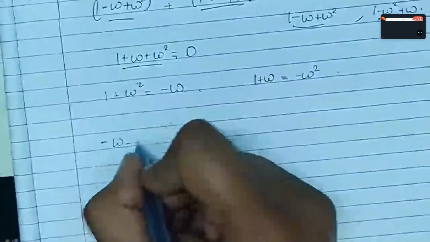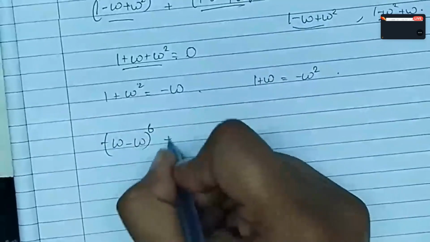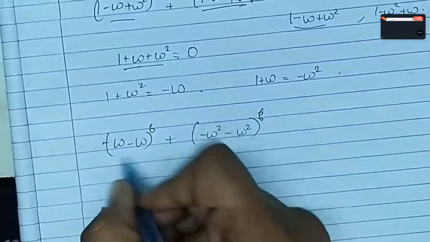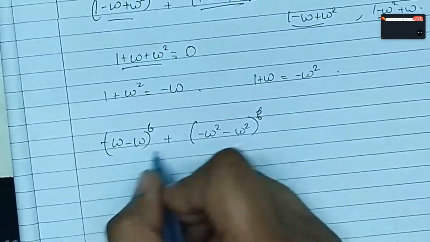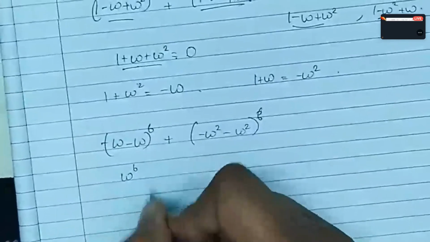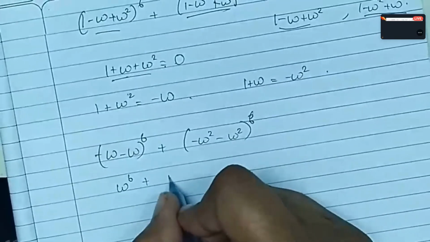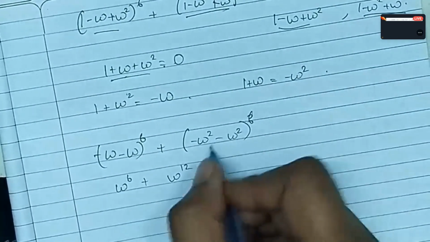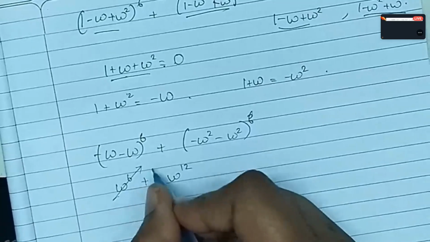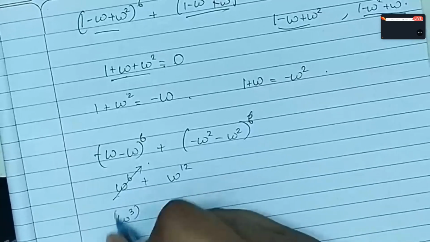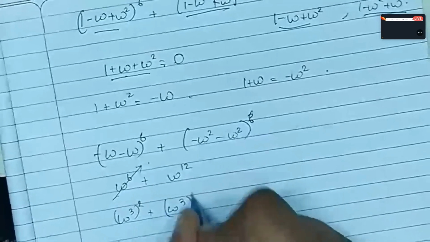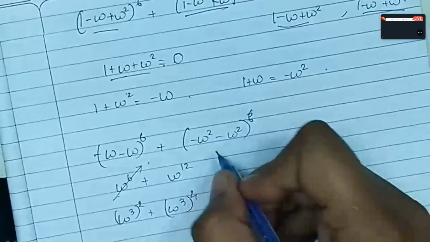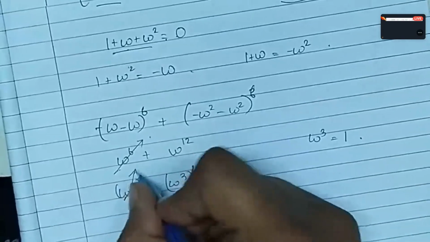It becomes (minus omega) raised to 6 plus (minus omega square) raised to 6. This becomes omega raised to 6 plus omega raised to 12, right? Now this is a power of 3. So this is omega cube raised to 2 plus omega cube raised to 4. Now omega cube is equal to 1, so we can substitute 1 for both of these.